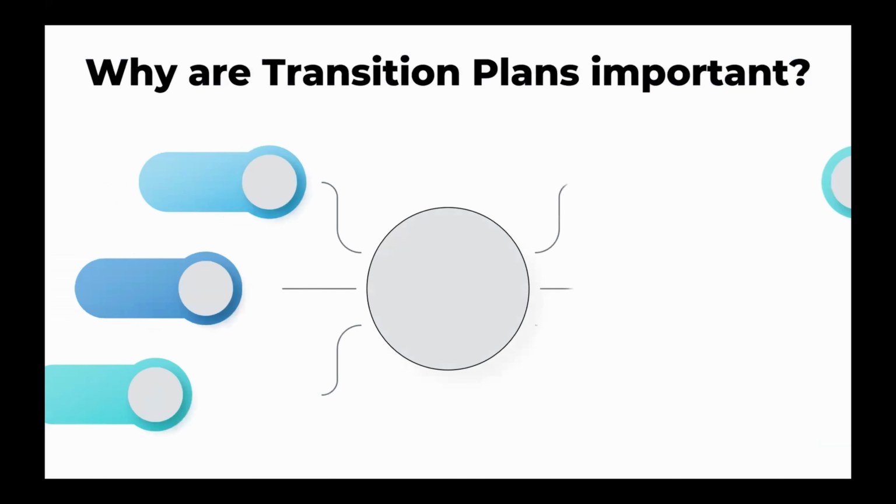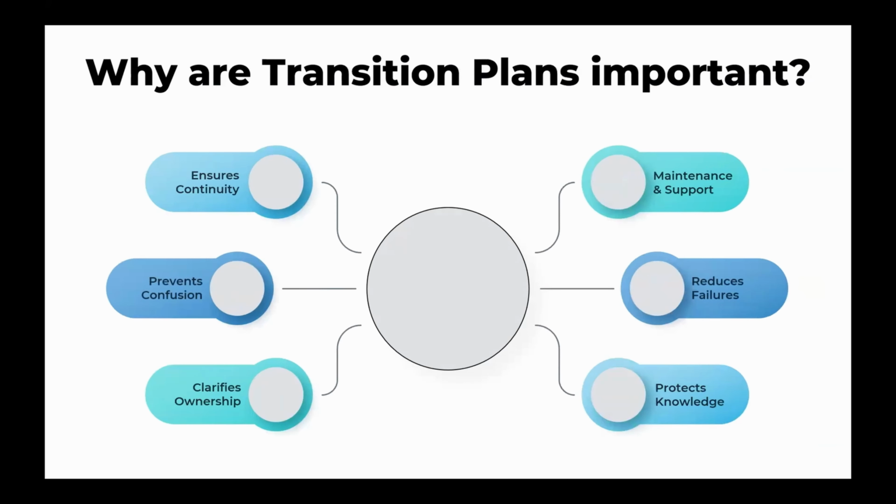The transition plan is essential because it ensures continuity after the project closes, it prevents operational confusion or downtime, it clarifies who owns the product moving forward, it documents maintenance and support expectations, it reduces the risk of post-launch failures, it ensures teams are trained and prepared, and it protects the organization from knowledge loss. Some projects fail after delivery because the receiving team wasn't ready. The transition plan eliminates that risk by making handover a structured and predictable process.